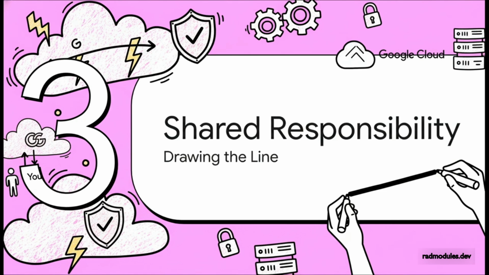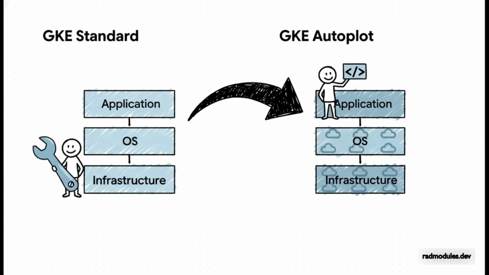Okay, so we've got monitoring down. But now let's talk about what exactly we're responsible for. And this brings us to a super important concept, the shared responsibility model. Because in the cloud, you've got to know exactly where that line is drawn between Google's job and your job. This right here is a classic exam question, so pay attention.